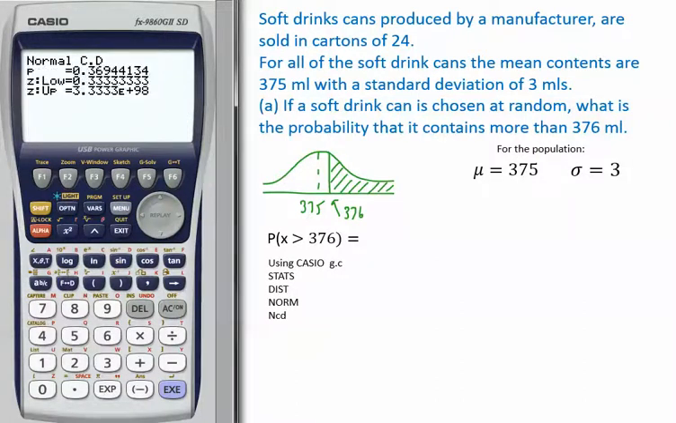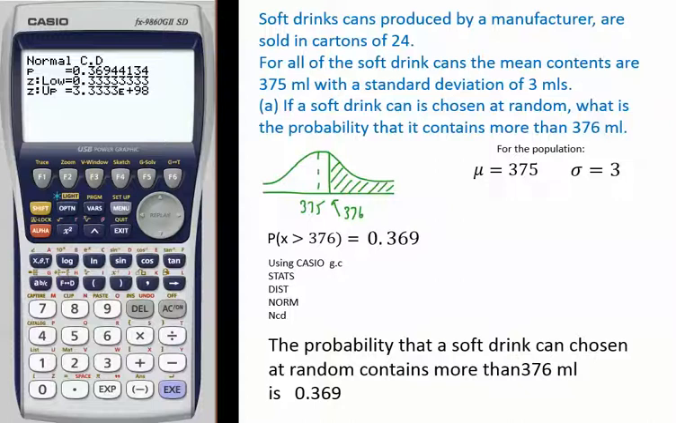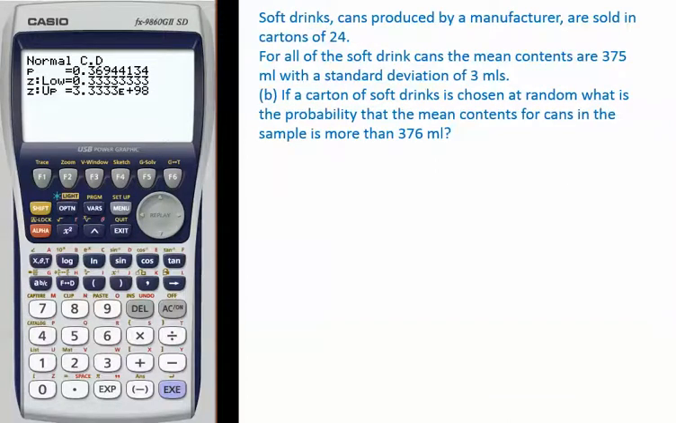So hit EXE here and we find the probability of one can having more than 376 mils in it is 0.369 to 3 significant figures. The probability of a soft drink can chosen at random containing more than 376 mils is 0.369. That's the first bit done. Now, what about this one? This time we're choosing a carton of soft drinks. In other words, every carton contains 24. So we're choosing a sample of 24 cans from the population, aren't we?